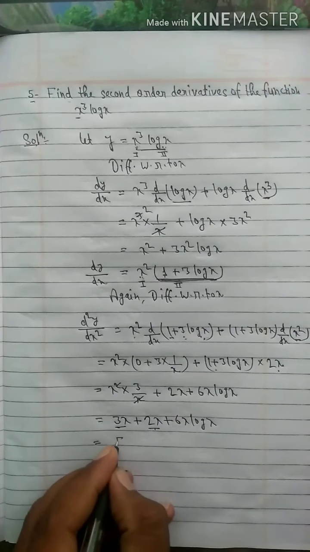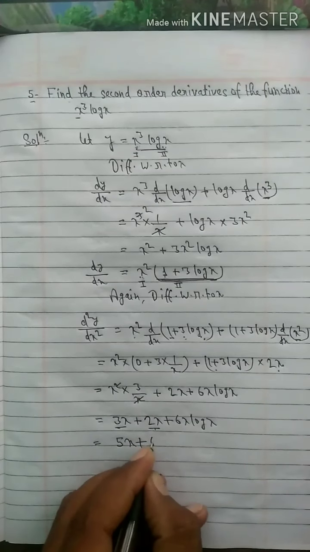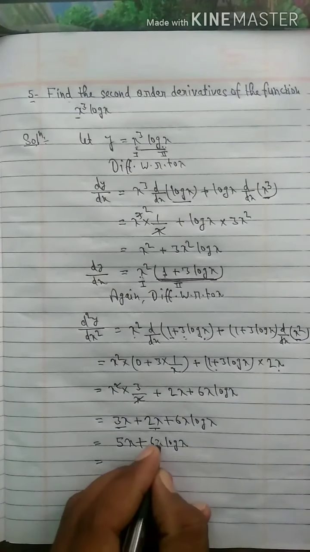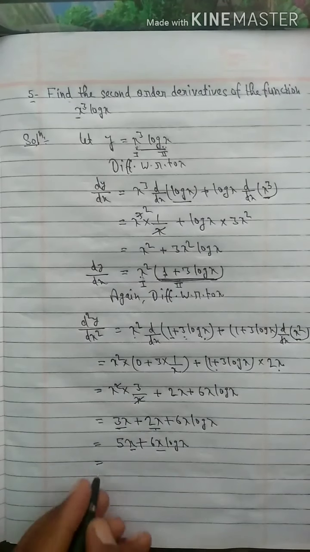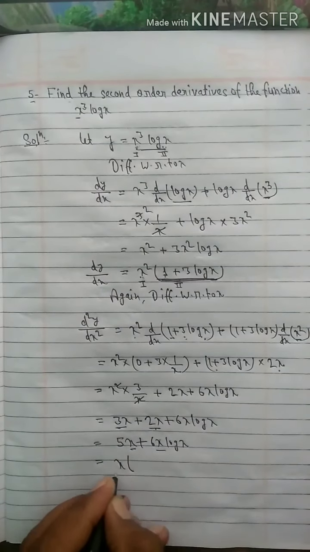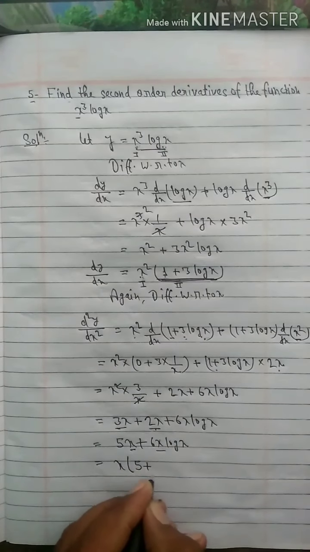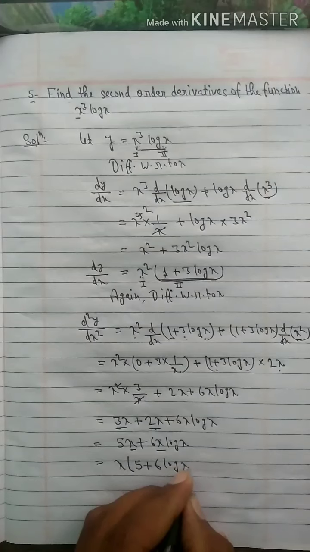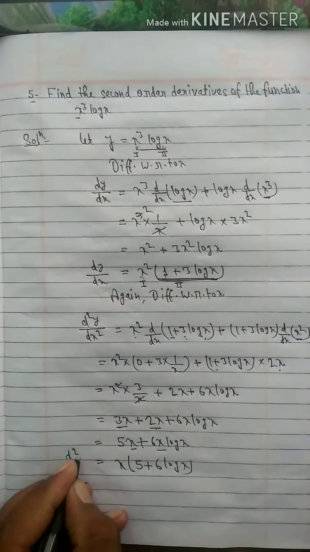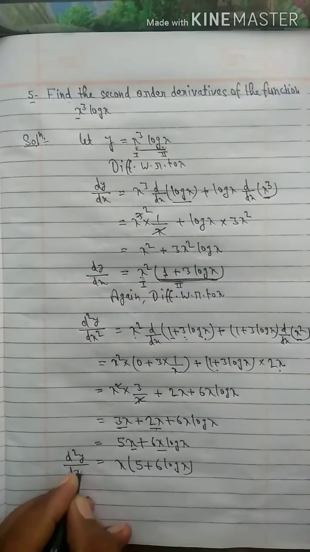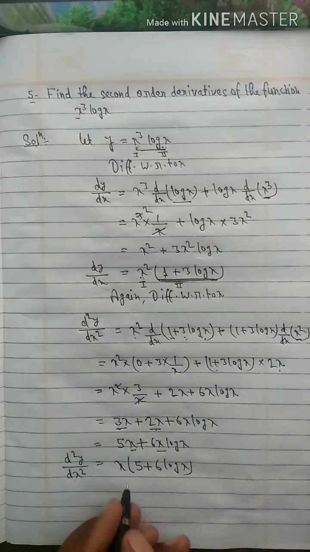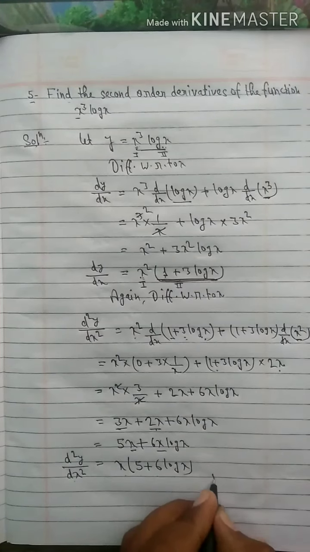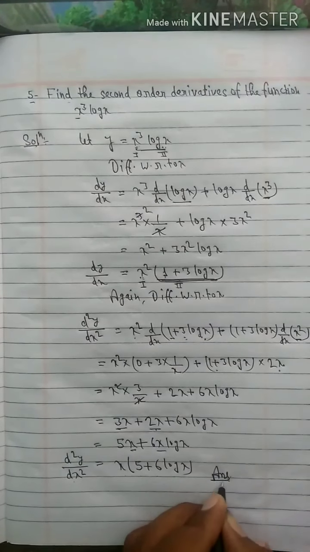Now simplify this: 3x plus 2x will be 5x plus 6x log x, and see here x is a common factor. So taking the common factor x, inside the bracket 5 plus 6 log x. So this is the second derivative. d2y by dx2 equal to x into bracket 5 plus 6 log x. So this is your answer.